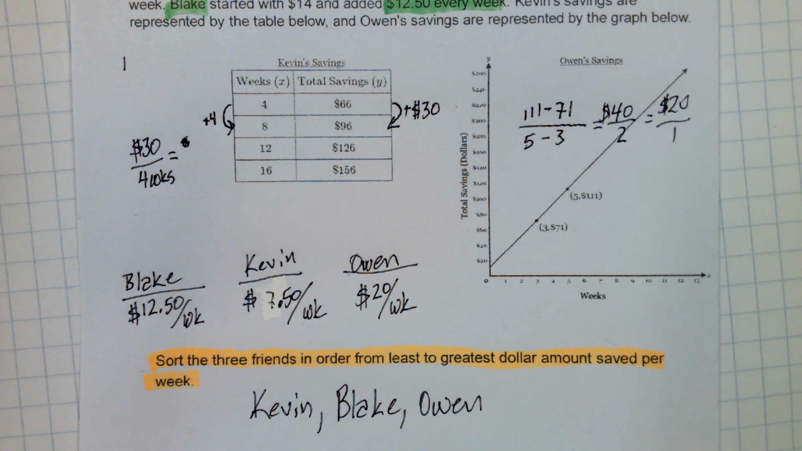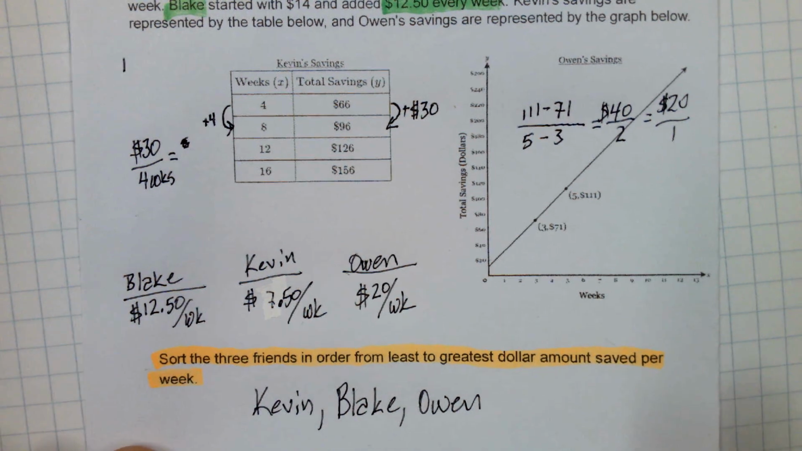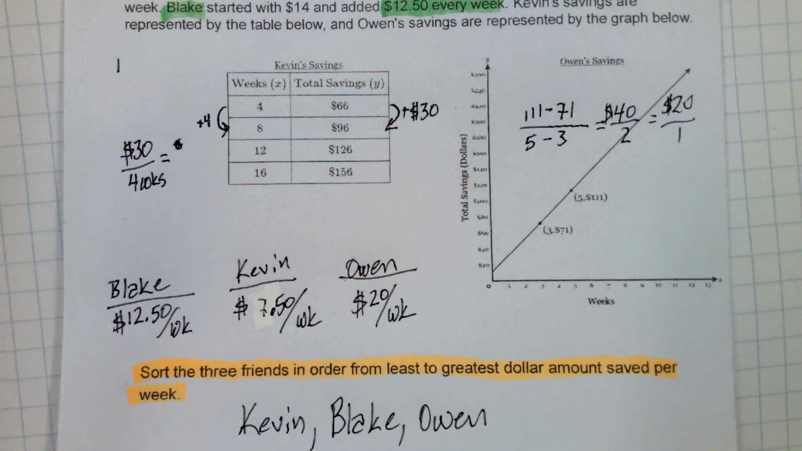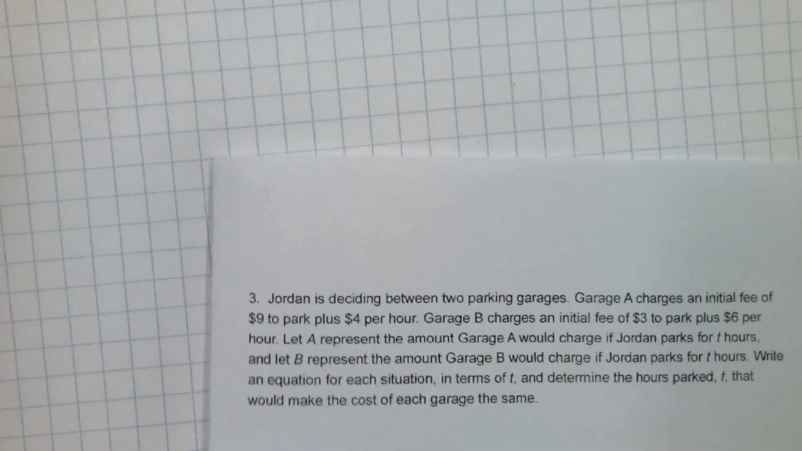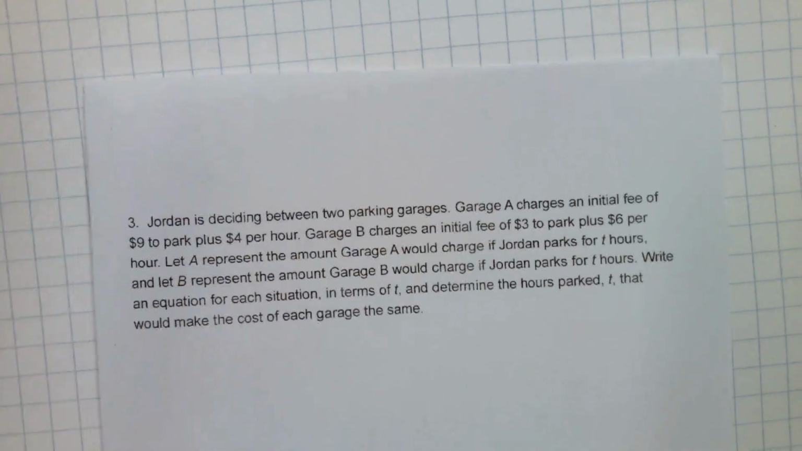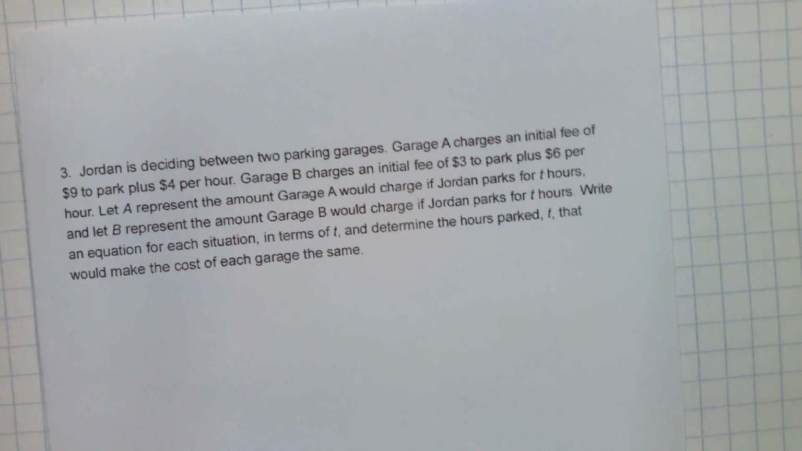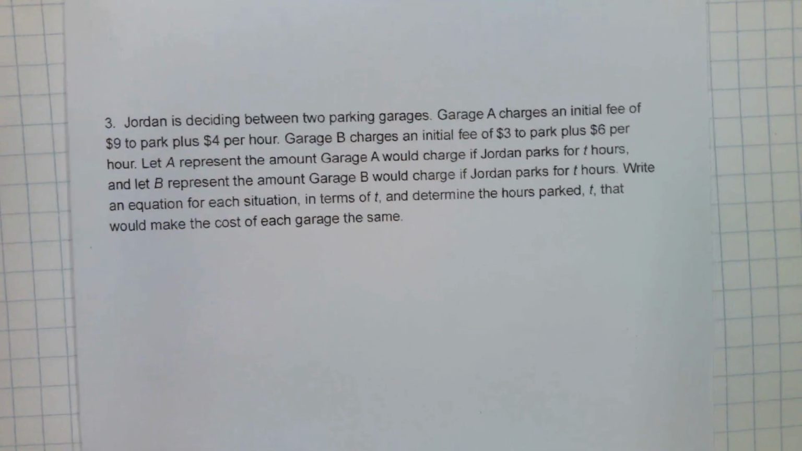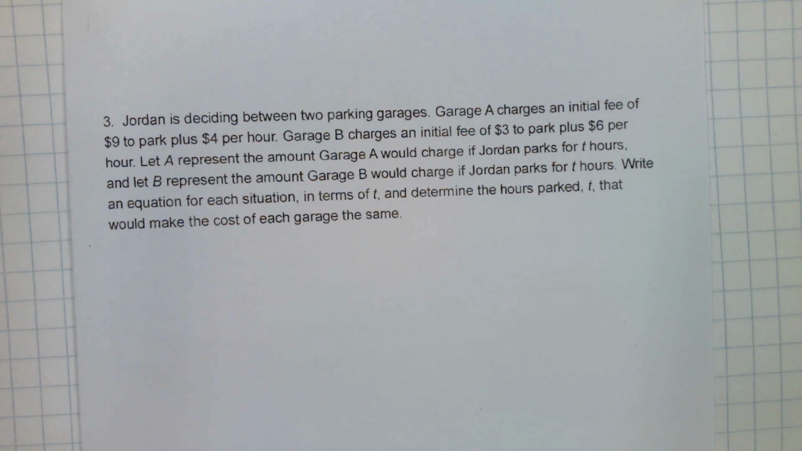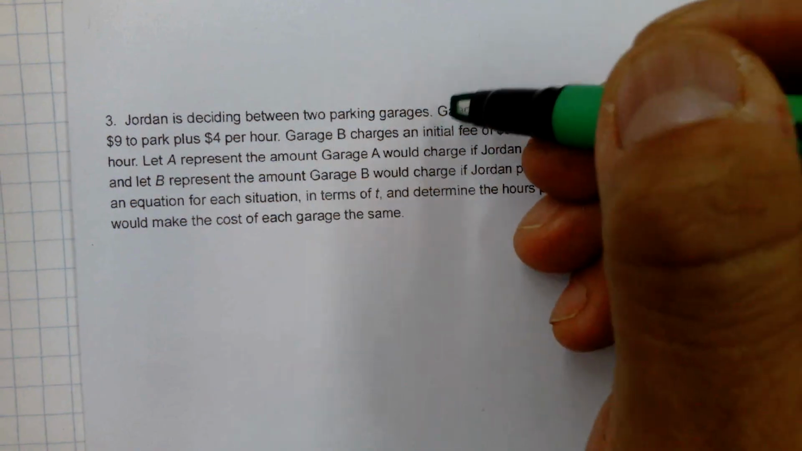Okay, let's go ahead and look at number 3 now. For 3 and 4, it's gonna be different. We're actually gonna construct equations, which is more of what we're gonna be doing tomorrow. But this is good practice for that. Okay? So let's begin. So Jordan is deciding between 2 parking garages. Garage A charges an initial fee of $9 to park plus $4 per hour. That looks important, so I'm going to highlight that.